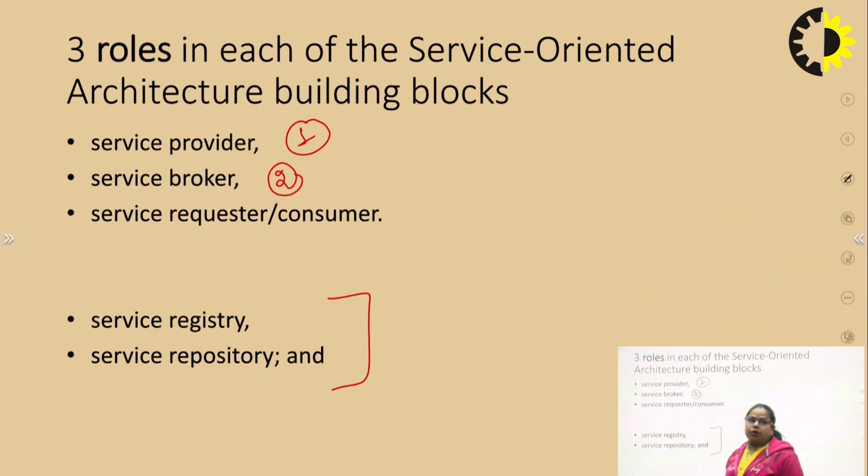The second is the broker, the one who exists between the provider and the requester, or the provider and the consumer. This is the service broker. And the third is a service requester, or you can say a service consumer. When we are talking about the roles of these three members of SOA in the architecture, there are two more things required.